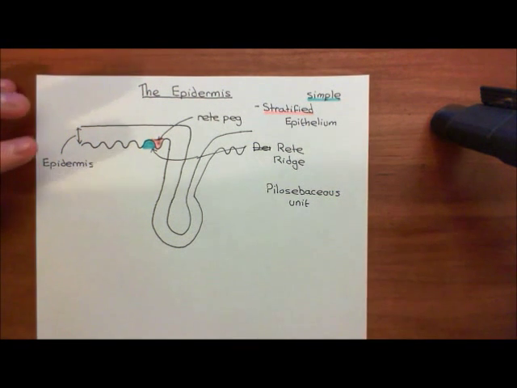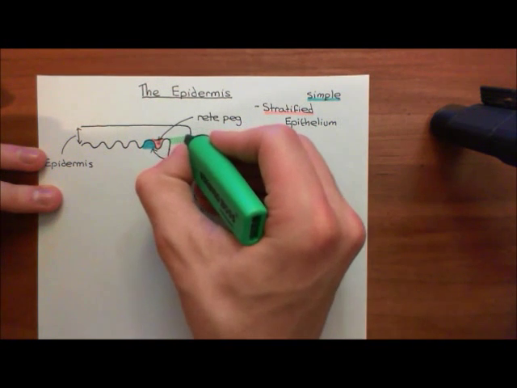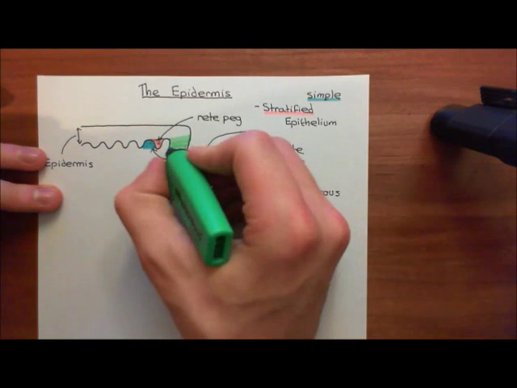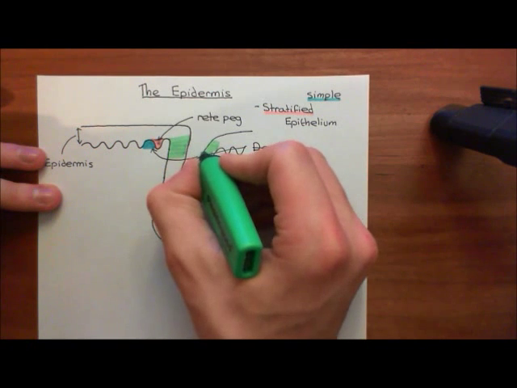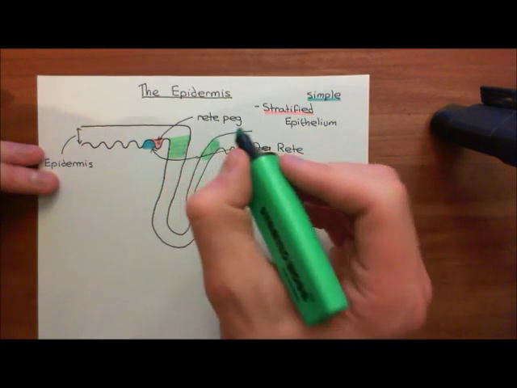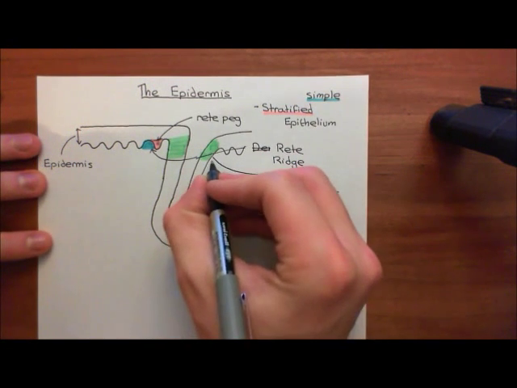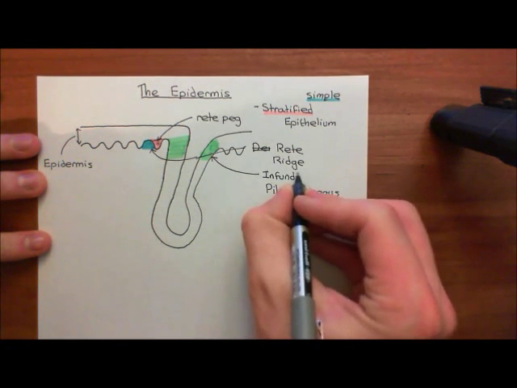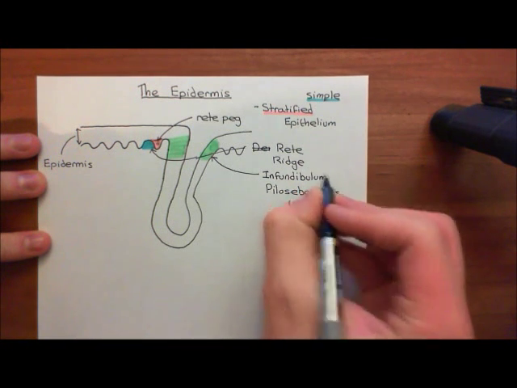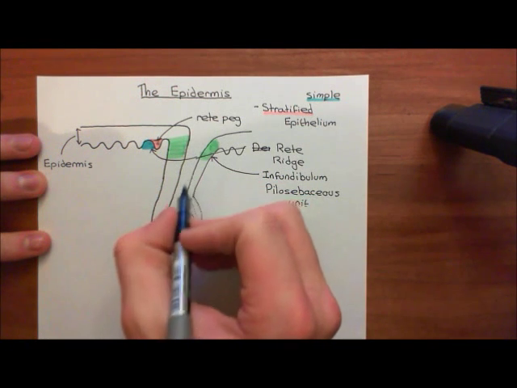Right, and I'd like to talk about the different sections of the pilosebaceous unit. We'll start off with this outermost section here, the portion that is continuous with the rest of the epidermis. This portion that I'm colouring in green, which is the entrance to the hair follicle, or the pilosebaceous unit, is known as the infundibulum of the pilosebaceous unit. Infundibulum means funnel.